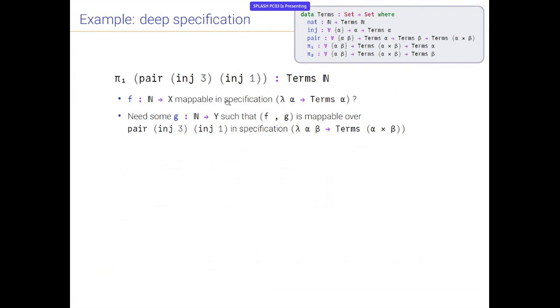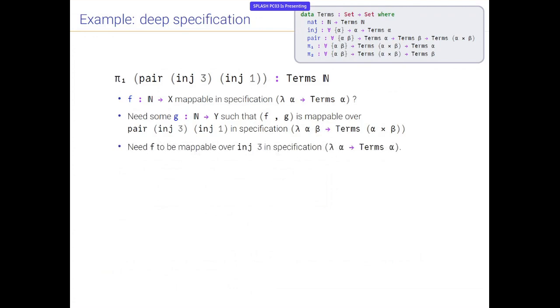So f comma g should be mappable over pair of int3, int1, but in the specification given to me by the form of the argument of pi1, which is here. So this is my specification. And here I want to highlight the fact that even if I consider this term pair of int3 and int1 before, what I found about it is completely useless here because it was not in the same specification. So I cannot rely on what I had on my previous slide to do something here more rapidly. I need to do it again, but with this specification.